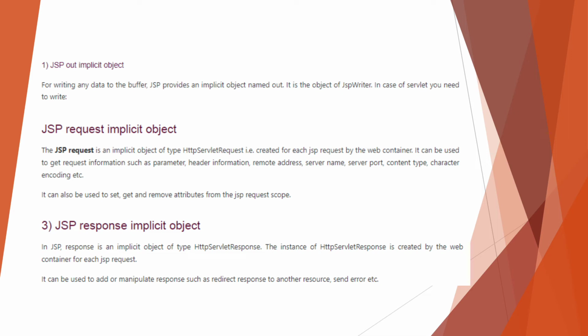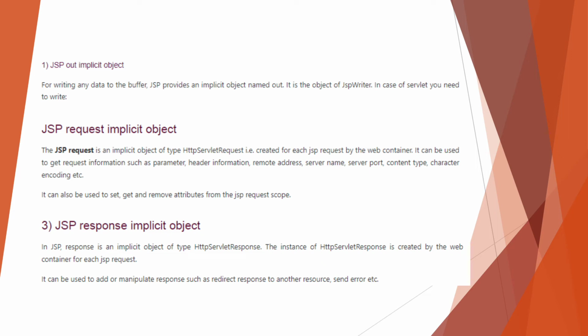So if you want to understand it better, whatever the client request is to the server, it will be done in the form of the request implicit object. The JSP request is an implicit object of HTTP servlet request, for example created for each JSP request by the web container. It can be used to get request information such as parameter, header information, remote address, server name, server port, content type, character encoding, etc. It can also be used to set, get and remove attributes from the JSP request scope.